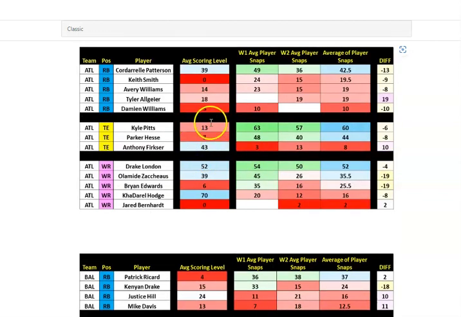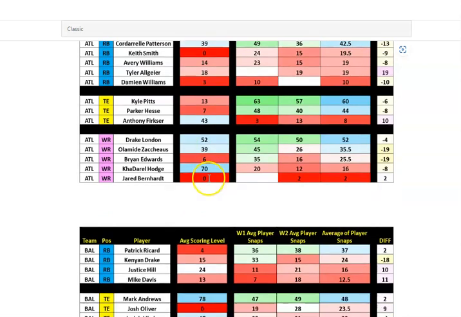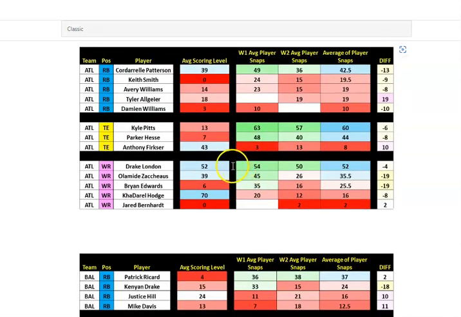Fricker scoring, even though Pitts is getting the snaps. That's sad. London, I really like, above 50. That is all good. You want to trade for him. Hodge is scoring on nothing. So I don't think he's outscoring his snaps. Zacchaeus, about what you think at 39. So you see how I do.